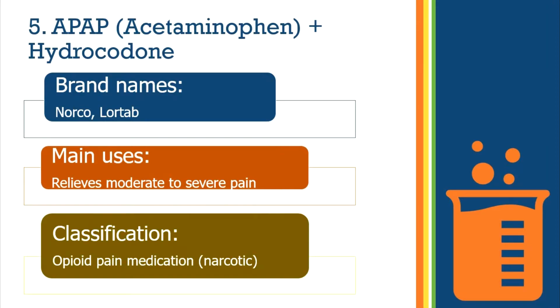Hydrocodone and Acetaminophen. It's a combination drug, and brand names go under Norco or Lortab. We use this medication to relieve moderate to severe pain. Classification is that this is an opioid pain medication, and it's a narcotic.